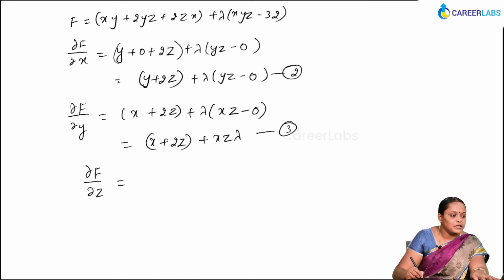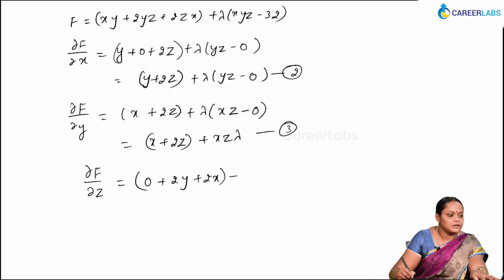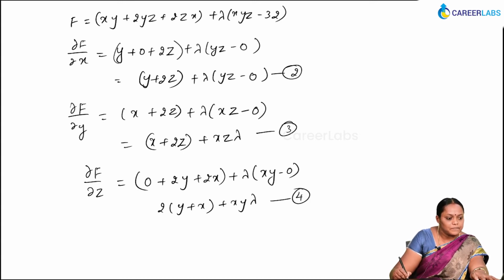Now let us find dou f by dou z. So when I differentiate this with respect to z, this will give you 0 plus 2y plus 2x plus lambda times, when you differentiate this x, y, z, it will give you xy minus 0. So this is 2 times of y plus x plus xy into lambda. Let us call this as equation number 4.